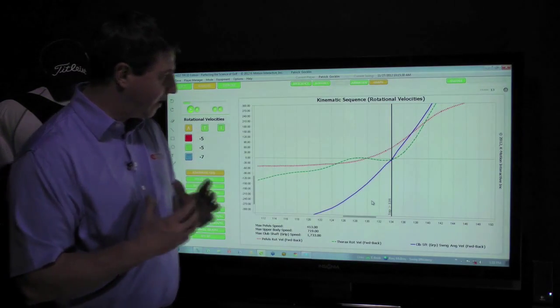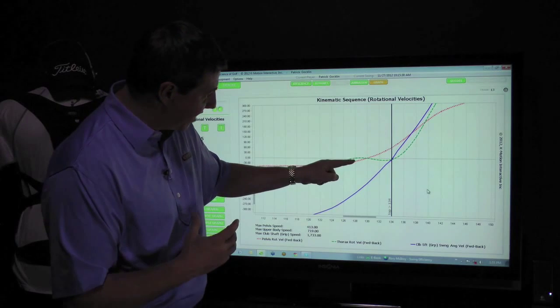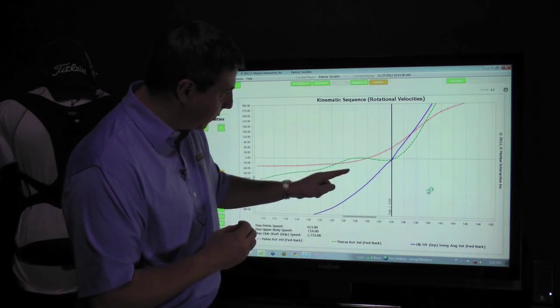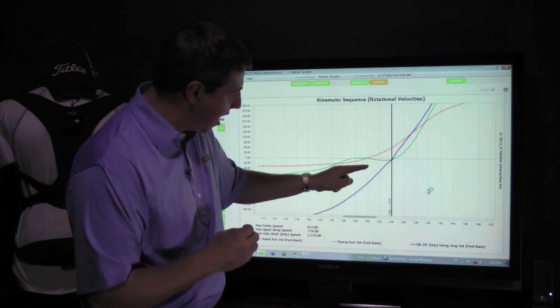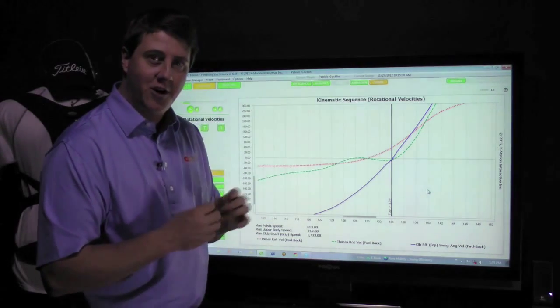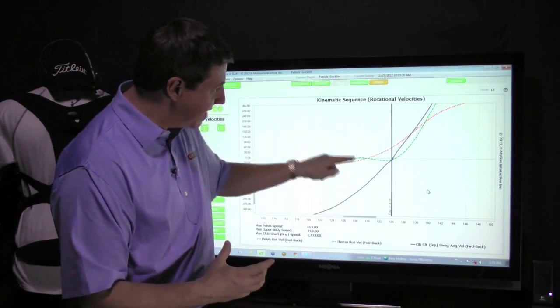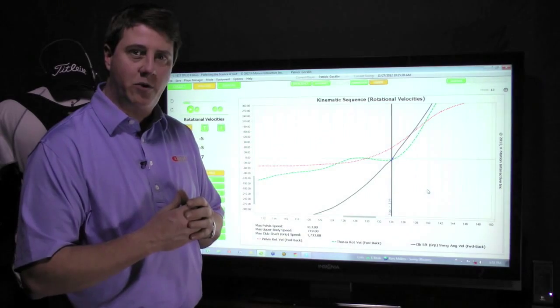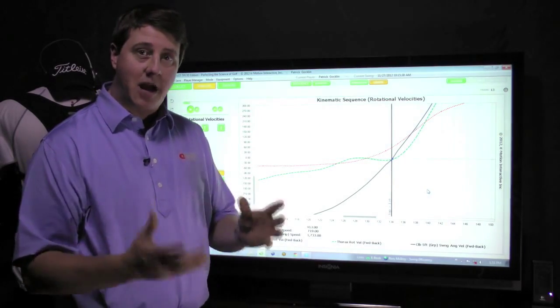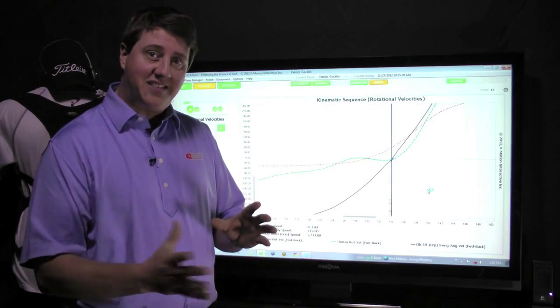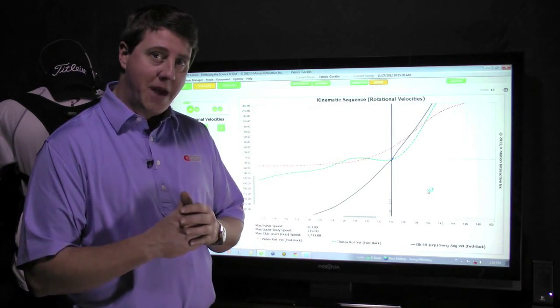Now what we'd like to see in an efficient golf swing is the red line of the hips cross first. The next thing we'd like to then see is the green line, or the upper body, cross second. What we can see here without going into too much detail is we have some inefficiencies in the transition sequence area. A lot of times this will cause path and face issues coming into the impact area.